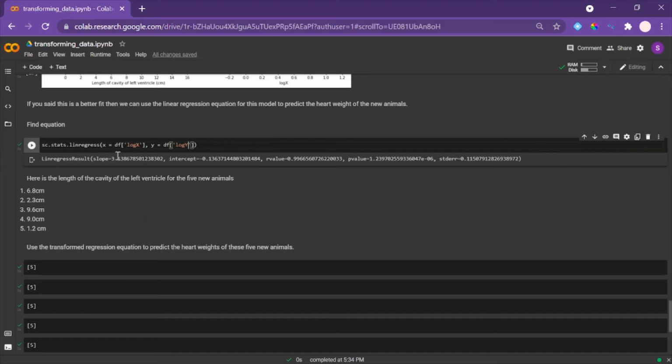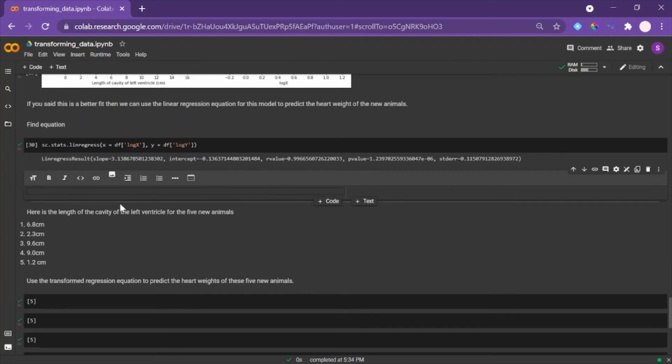Now, if we run that, what this is giving us is the slope and the intercept, and that's pretty much literally all we need right now. We don't even need to look at anything else. But the slope and the intercept to use our equation. So what I'm going to do is write the equation here. Just give me 1 second.